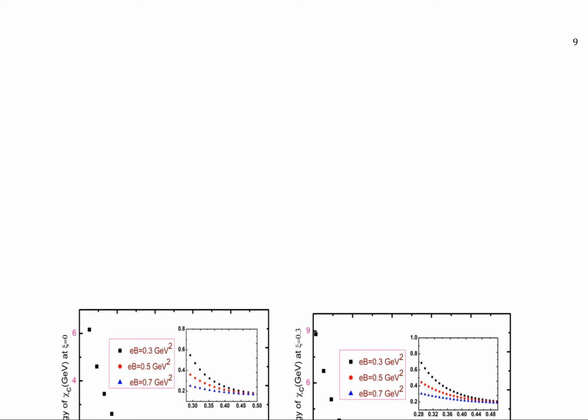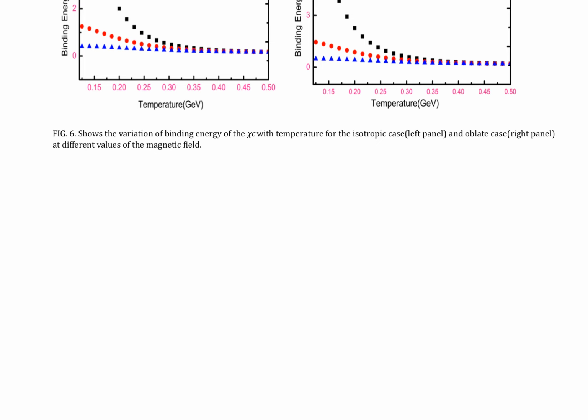Figure 6 illustrates the variation of binding energy of the chi-C with temperature for both isotropic and oblate cases, across different values of the magnetic field. The left panel presents the isotropic case, where the binding energy decreases with increasing temperature, exhibiting a monotonic behavior. In contrast, the right panel displays the oblate case, where the binding energy initially decreases with temperature, but then undergoes a slight increase at higher temperatures.